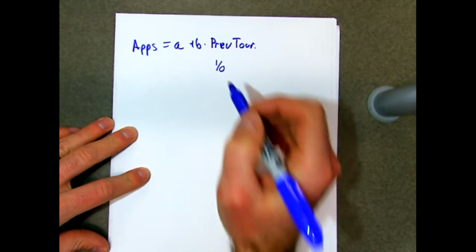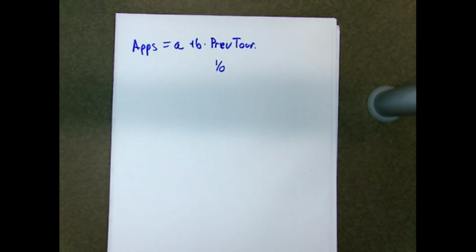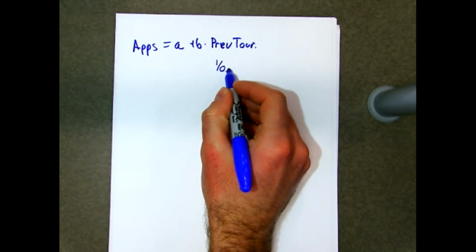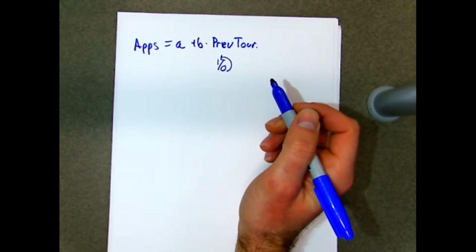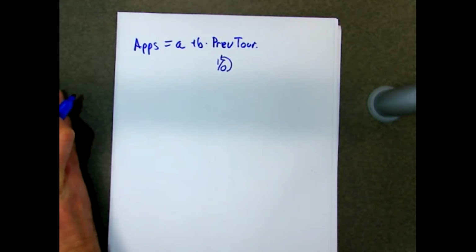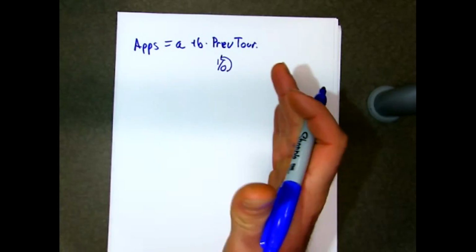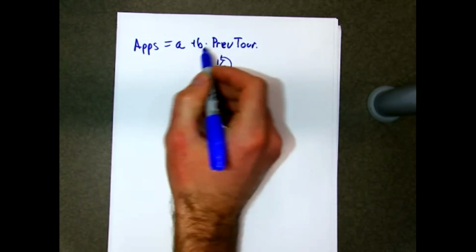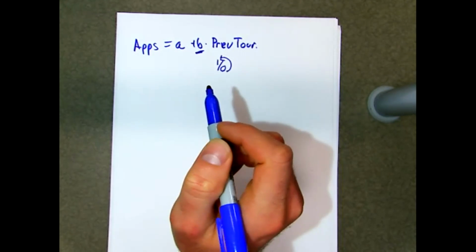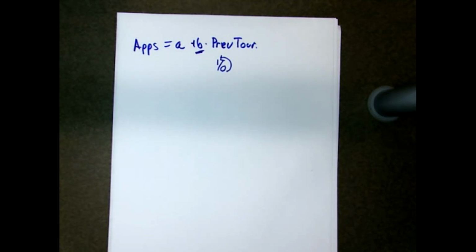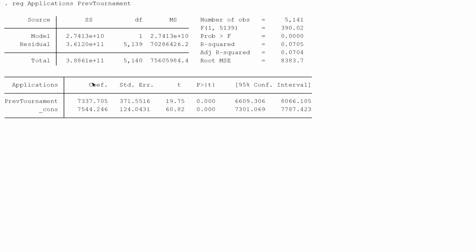So now this is just a 1-0 variable. The 1 unit increase in my X variable is just going from the group that was coded as 0 to the group that's coded as a 1. So starting with not making the tournament, if a team instead made the tournament in the previous year, the expected change in the number of applications that school receives will be whatever our coefficient estimate is. Okay. So we'll take a look at that.